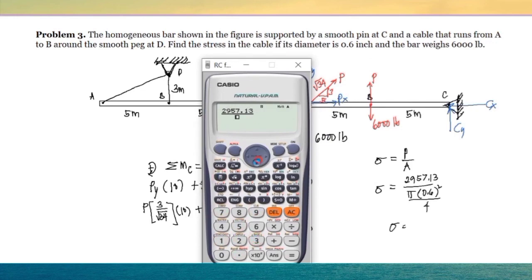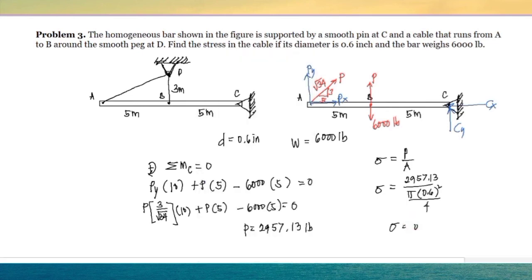And solving for the stress, we have 2957.13 divided by pi times 0.6 squared over 4. And the stress is 10,458.71, and the unit is pounds per square inch, and that is PSI. And this is our answer.